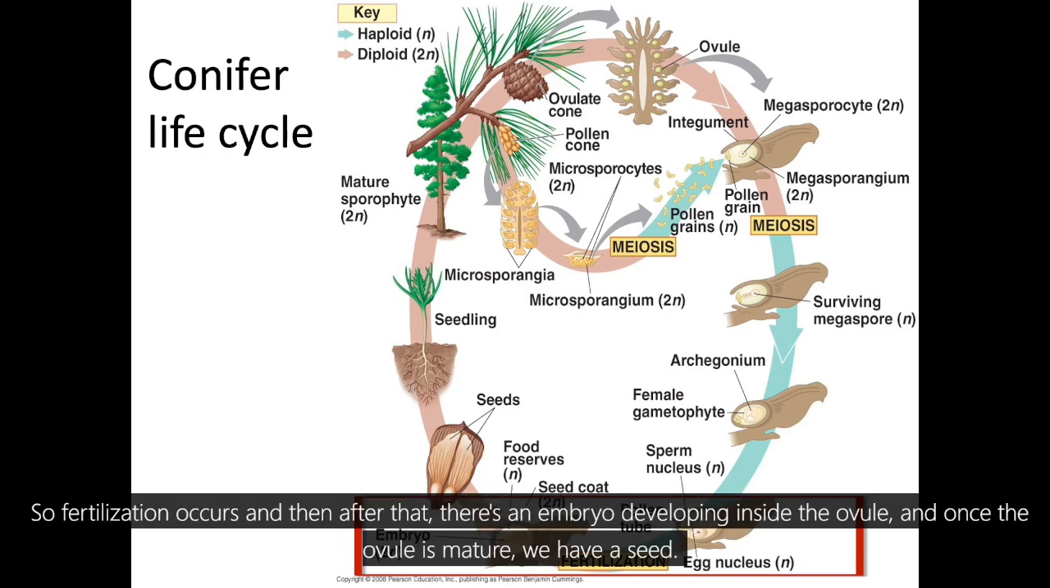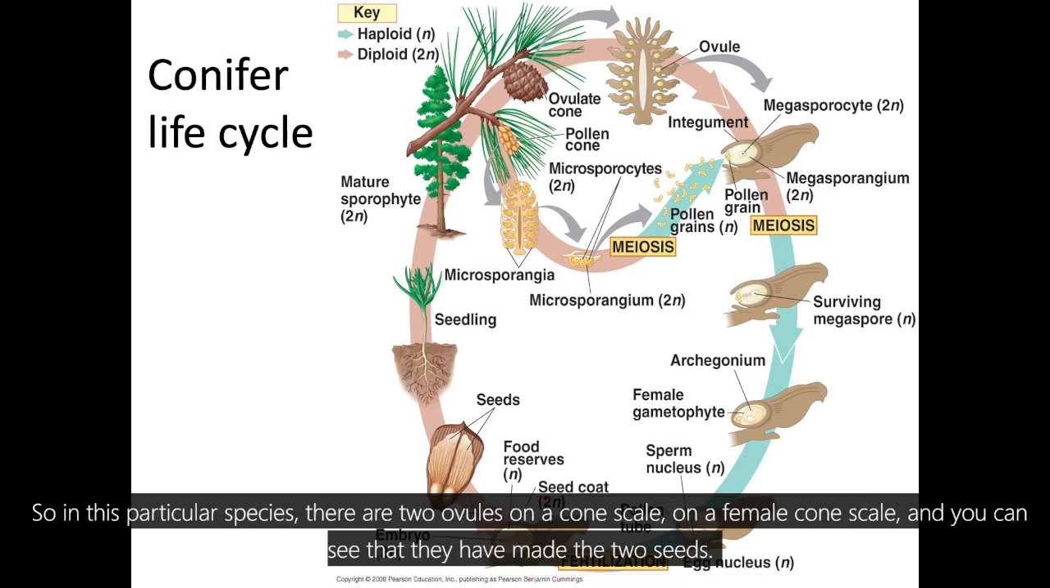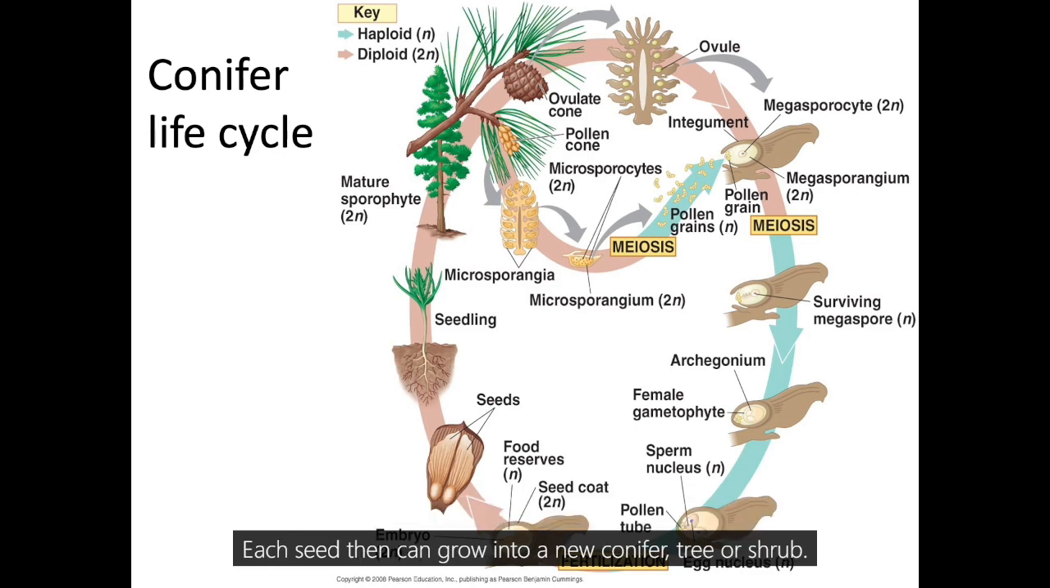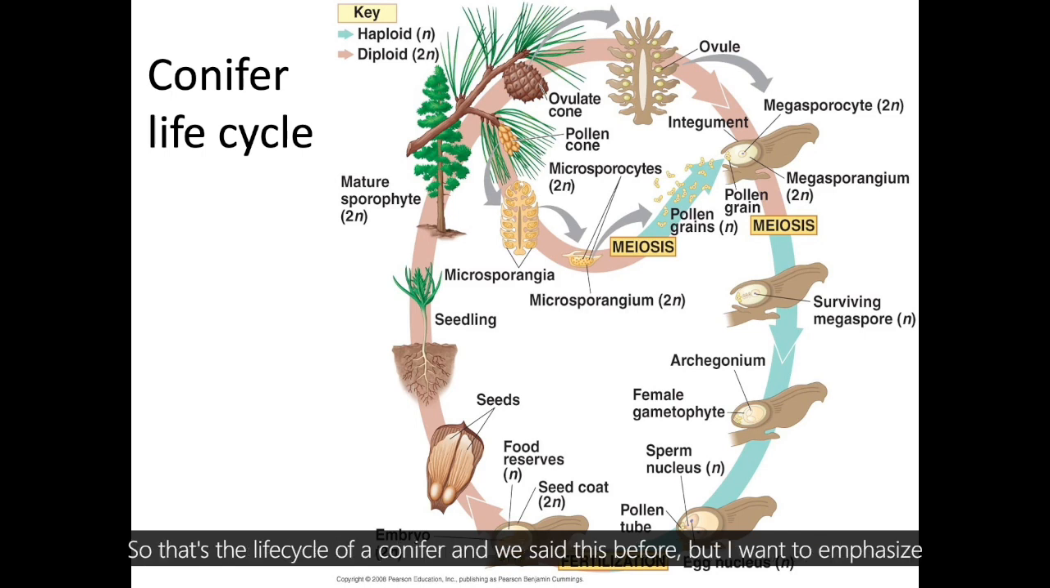So fertilization occurs, and then after that, there's an embryo developing inside the ovule, and once the ovule is mature, we have a seed. So in this particular species, there are 2 ovules on a cone scale, on a female cone scale, and you can see that they have made the 2 seeds. Each seed then can grow into a new conifer tree or shrub. So that's the life cycle of a conifer.